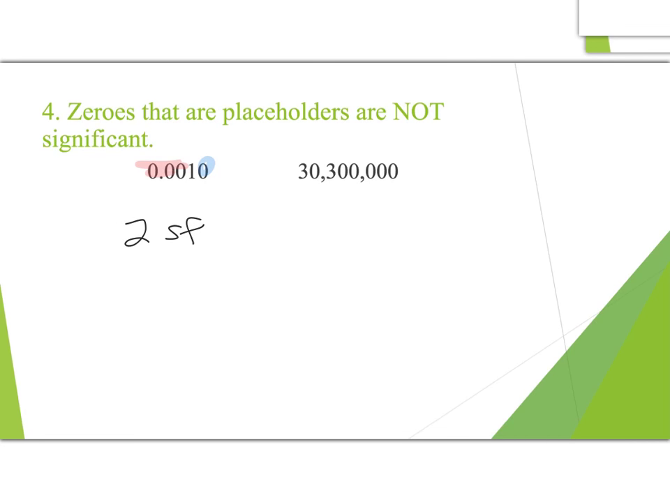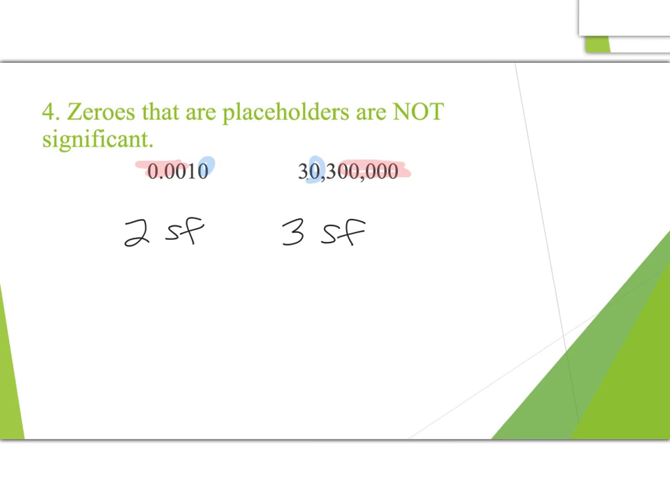Now placeholders are still important because they do give value, the 10th, the 100th, 1000th place, but it's not significant in the measurement. For the next number, this 0 is between non-zeros, so it's significant. These zeros are not significant because they are just placeholders, and so this number has 3 significant figures.